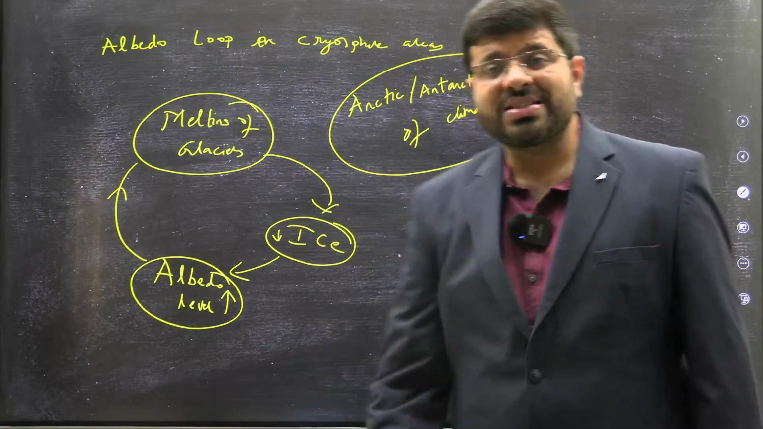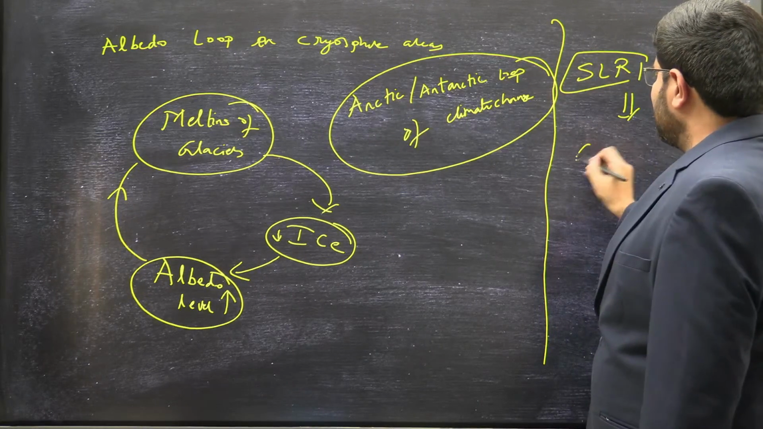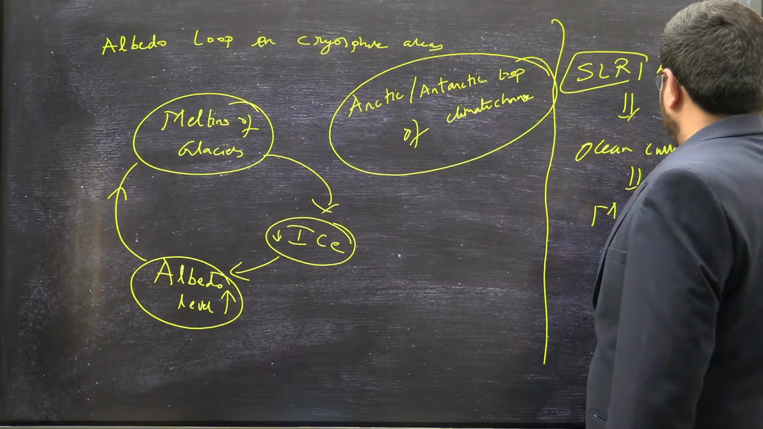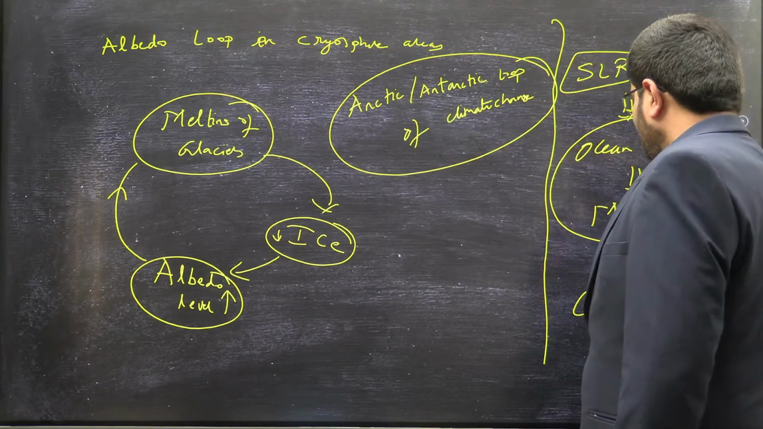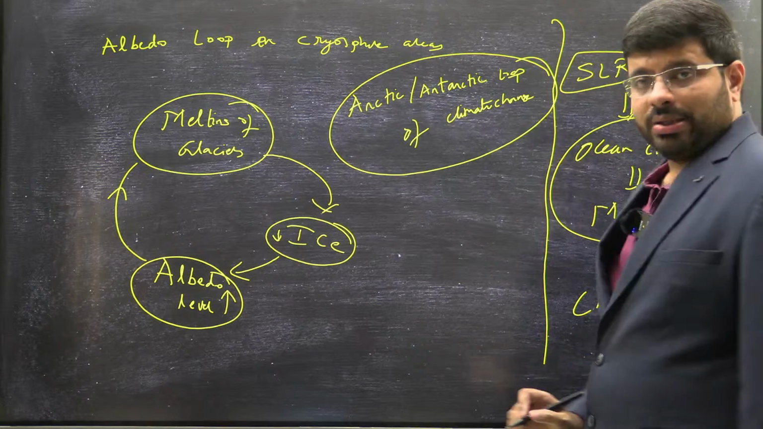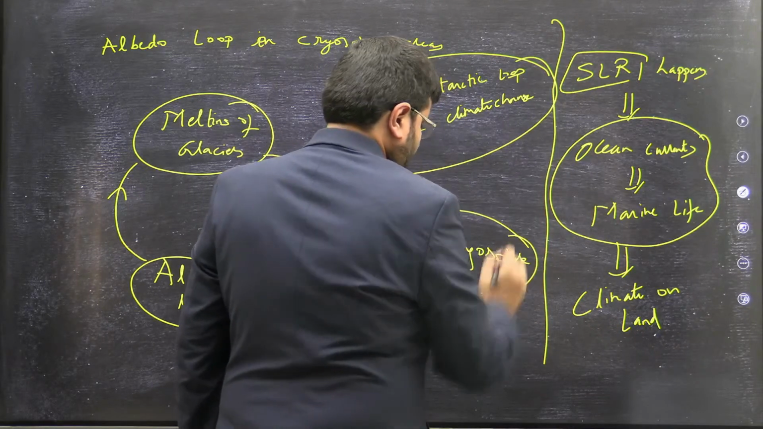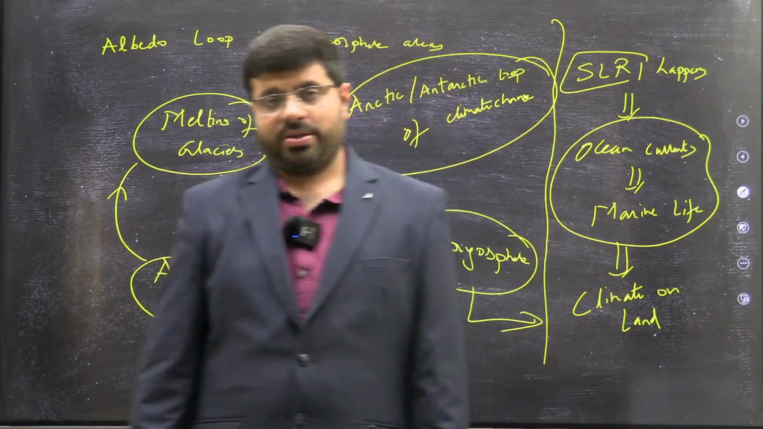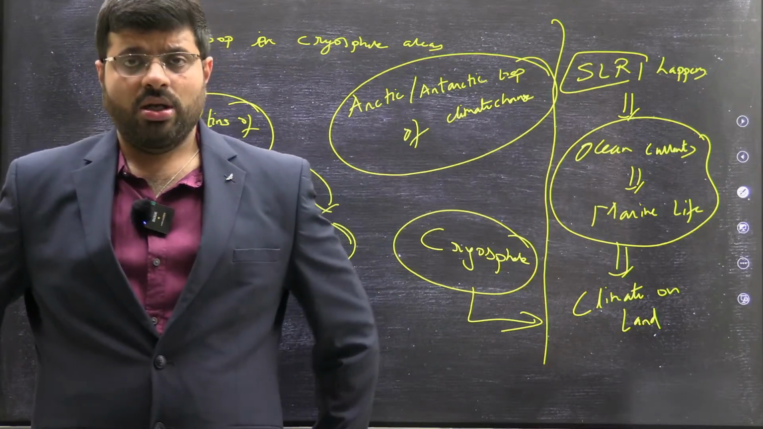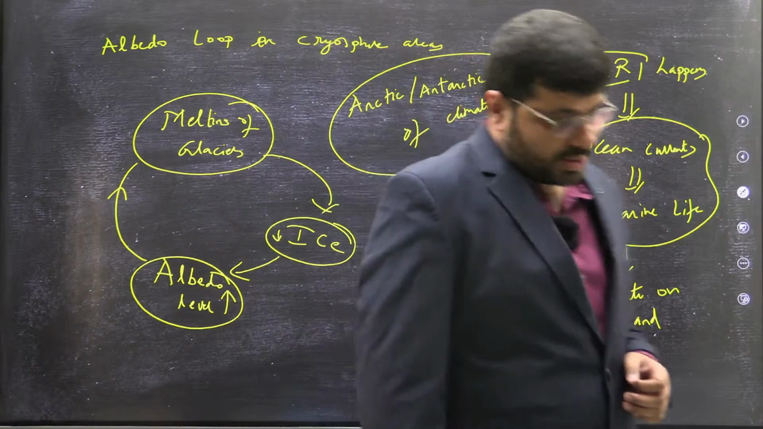Not just that, when the sea level rise happens, it will disturb the ocean currents, it will disturb the movement of marine life, which together can have an impact on climate on land. These are the negative consequences of something called the cryosphere. So cryosphere, the ice sphere. When you have the ice sphere melting, especially in the regions of Antarctica and the Arctic, it can have disastrous consequences across the world. So that is about the sea level rise.